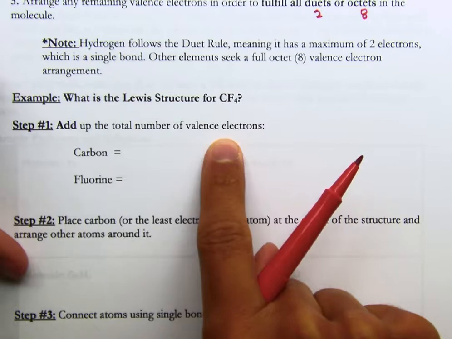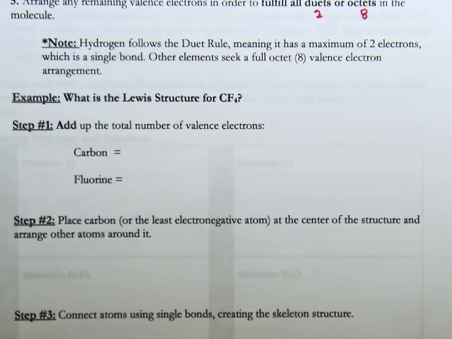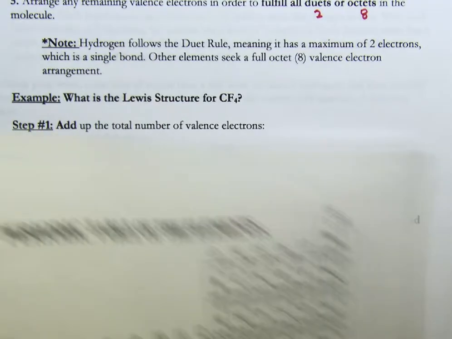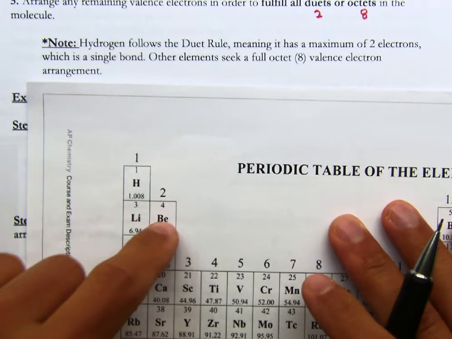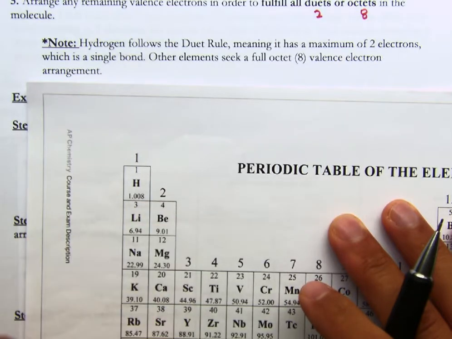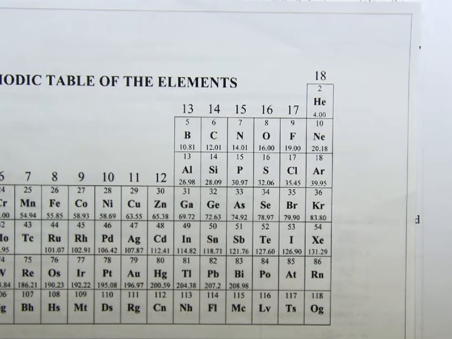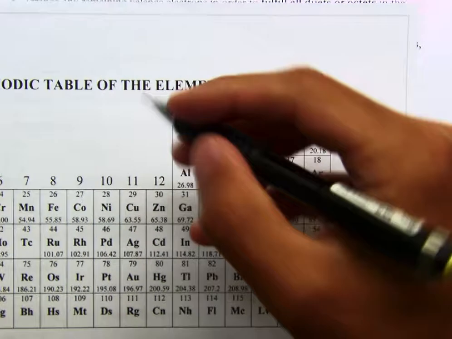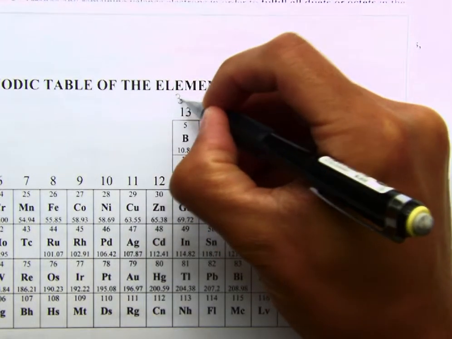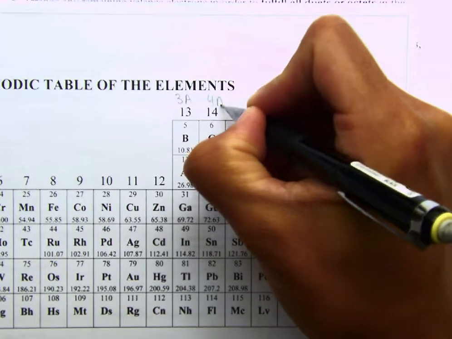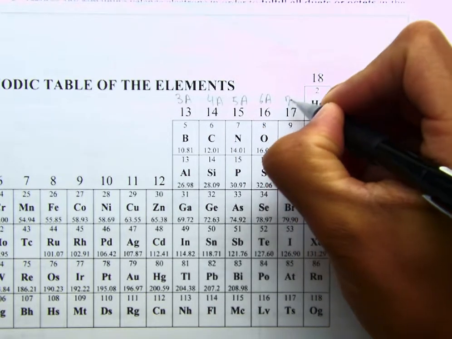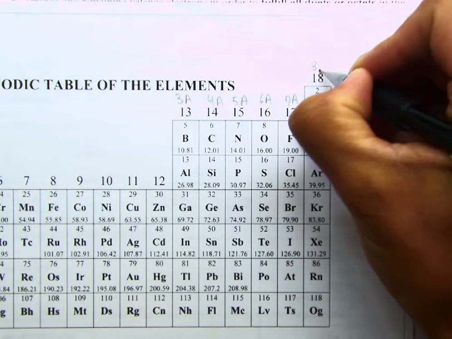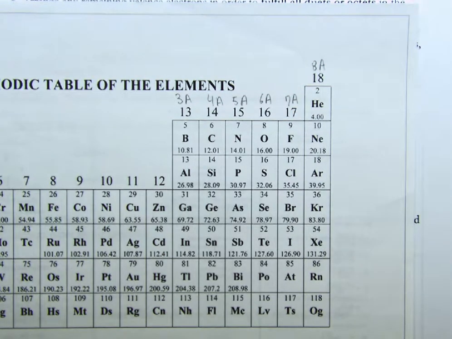To do this, you can look on your periodic table, and the number of valence electrons will be the same as the group number. On my periodic table over here, it's pretty easy. This is column 1, this is column 2. These have 1 valence electron, these have 2 valence electrons. Over on this side, your periodic table will probably have 3A, 4A, 5A, 6A, 7A, and 8A. And they might even be written in Roman numerals.